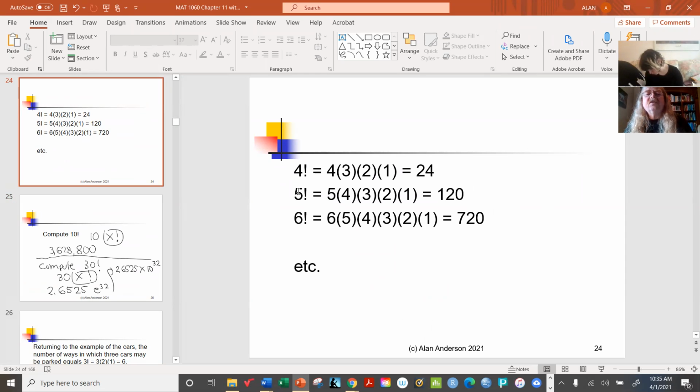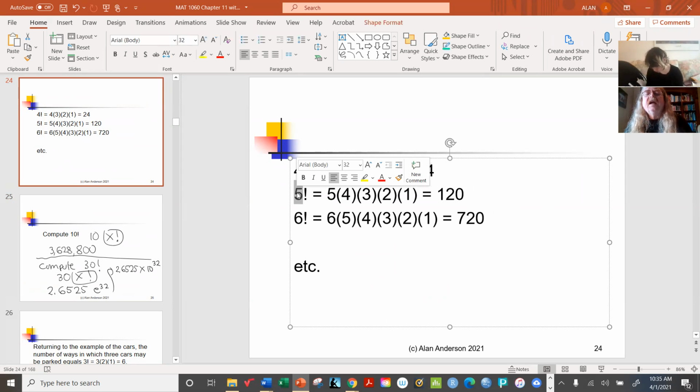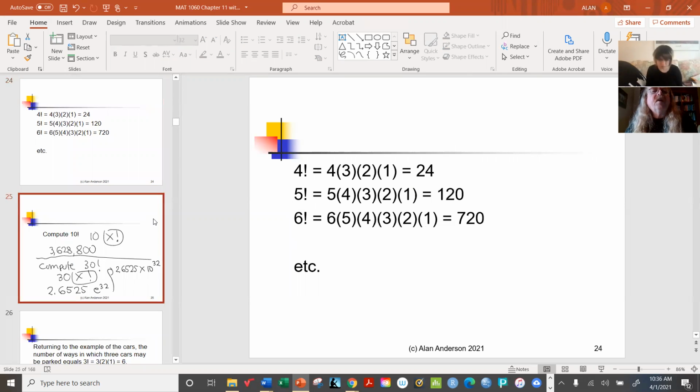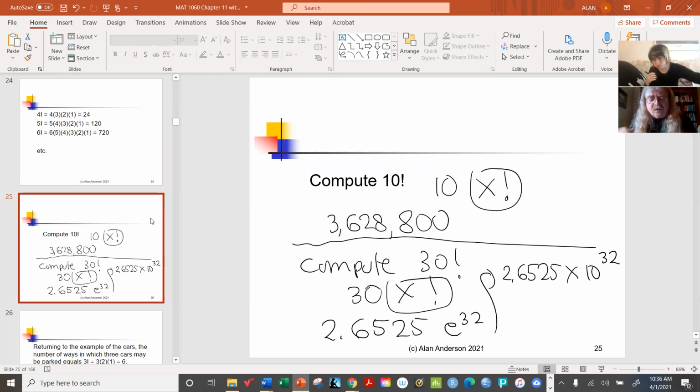Each time, we're taking the number and multiplying it by the previous positive integers all the way down to 1. So here we have 120, and for 6 factorial we would have 720. We looked at our calculators and noticed that there is an operator on there which enables us to do this directly.